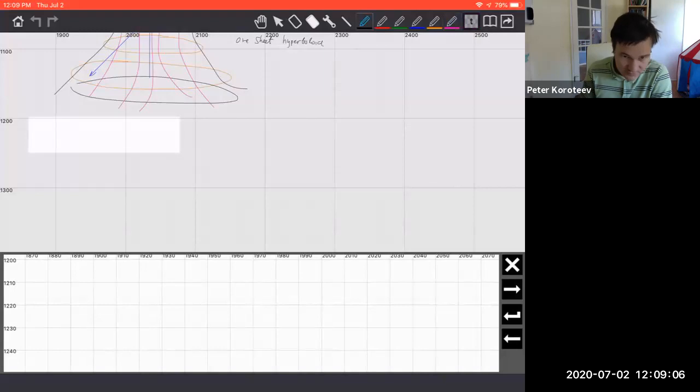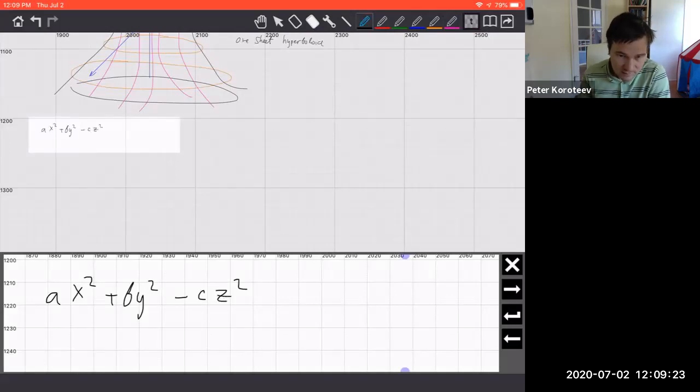Say we have this equation: ax squared plus by squared minus cz squared plus 1 equals 0, like that. What's that going to be?